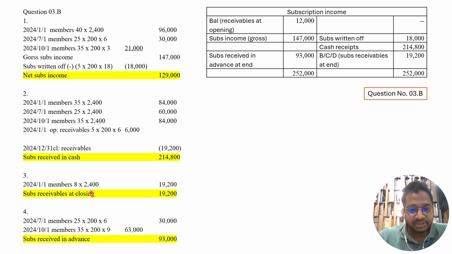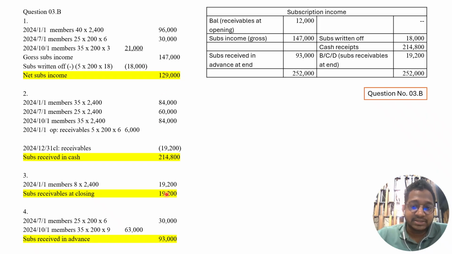Right. So subscription receivable at the end, it's only 8 members for the whole year, 2,400. And the subscription received in advance: the members that you are recruiting in the middle of the year are paying for the full year at the subscription. So the members that you recruited on July 1st paid for 6 months extra, and the members that you recruited on 1st of October paid 9 months extra. So altogether, the subs received in advance here is 93,000.